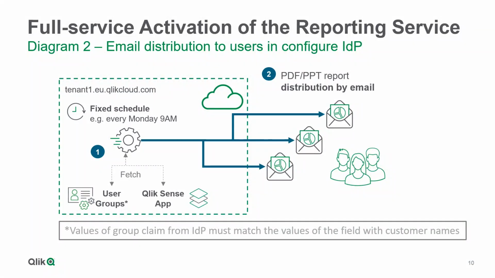This diagram for a full service activation of the reporting service shows the automation fetching content from the app and user info in the source tenant. By combining these two in the same automation, for each coincidence between the field value in the app and the group claim of the user, we can filter a report and send by email to the corresponding user. The output is a filtered report containing only data the user is authorized to view.